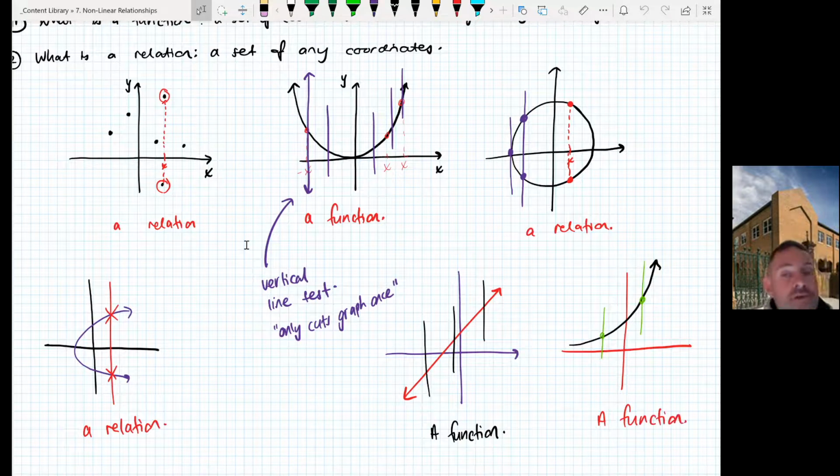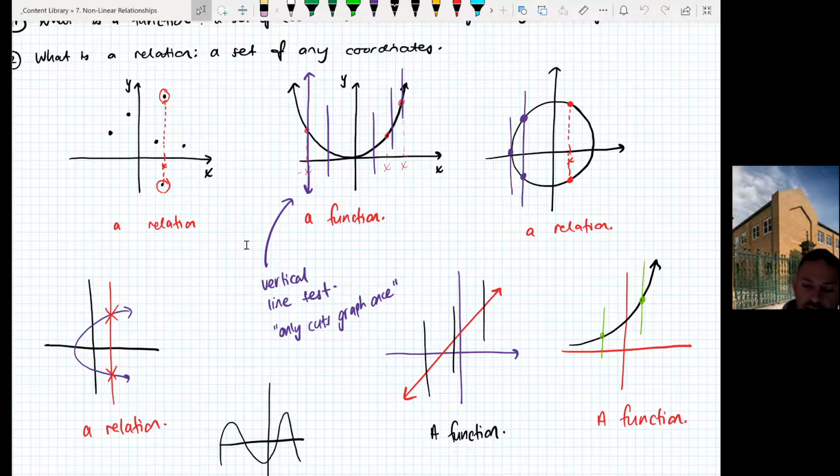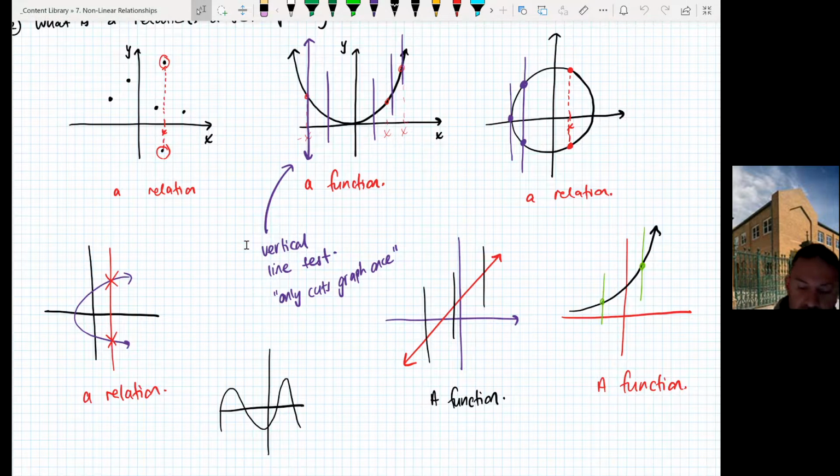If it cuts it more than once, then we might have a relation. And we can make up all sorts of graphs, you know. We could do one like this and kind of go squiggly, which kind of looks like a double parabola or even like a sine curve graph. But again, if I do a vertical line anywhere on that graph, it only ever cuts it once. So it is automatically a function.